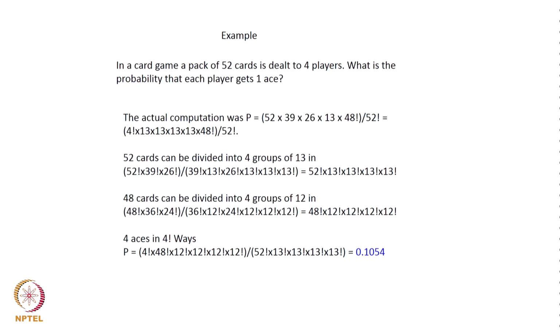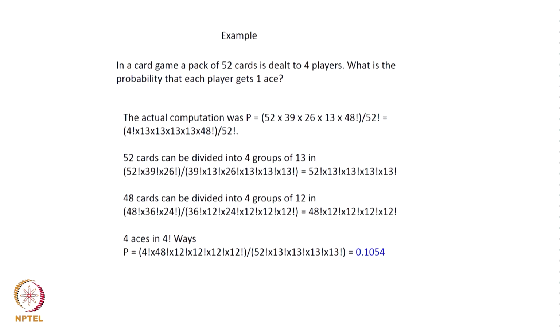Now, 48 cards can be divided into 4 groups of 12 in these ways, and the 4 aces in 4 factorial ways, and therefore the probability will be 4 factorial into 48 factorial divided by 12 factorial into 12 factorial into 12 factorial into 12 factorial, all over 52 factorial by 13 factorial into 13 factorial into 13 factorial into 13 factorial, which is 0.1054. So, this looks a little more complicated, but one has to understand how this actually happens.